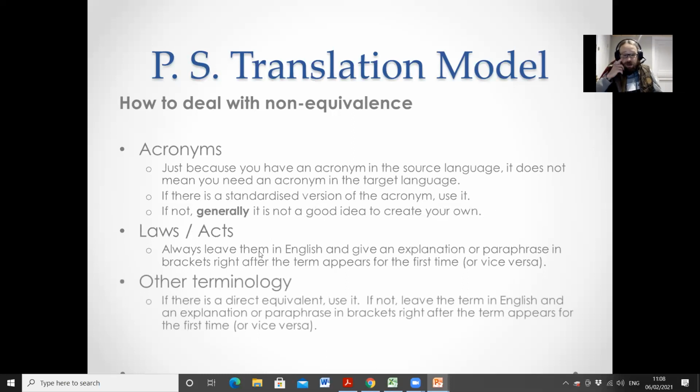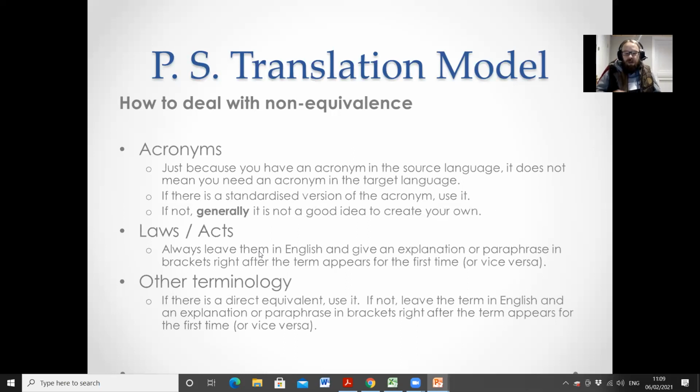Other terminology. This happens occasionally in the health option, where you get terms that might not necessarily have an equivalent in your language. So if there is an equivalent, obviously use it. And this is where building up your glossary during the course might prove useful for you when it comes to the exam, because you will have that hopefully big list of terms that will be relevant and help you in the exam.